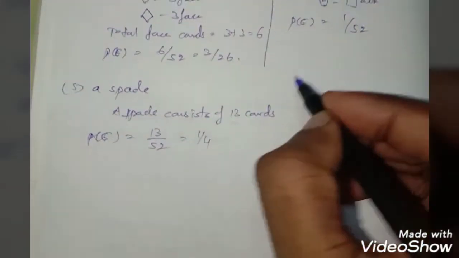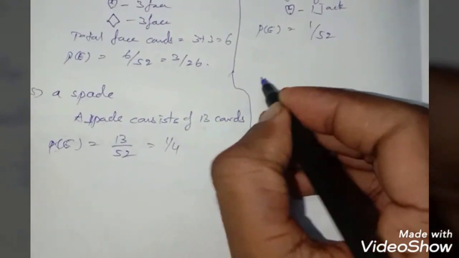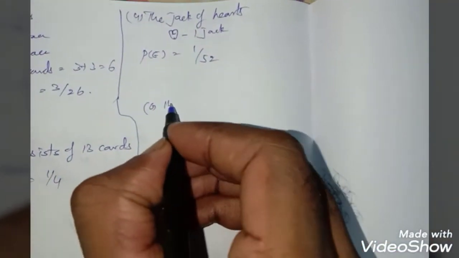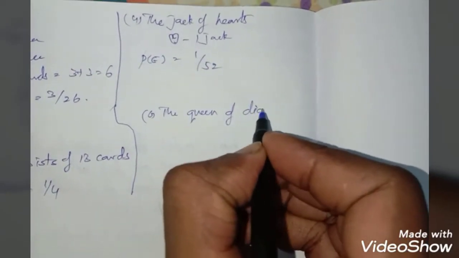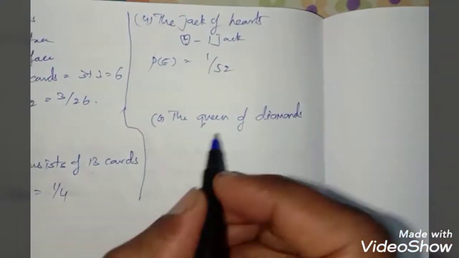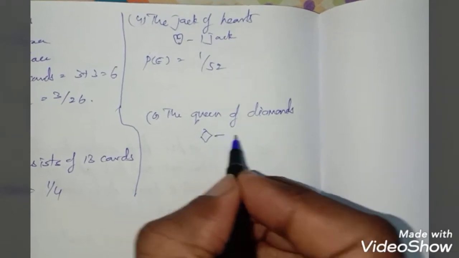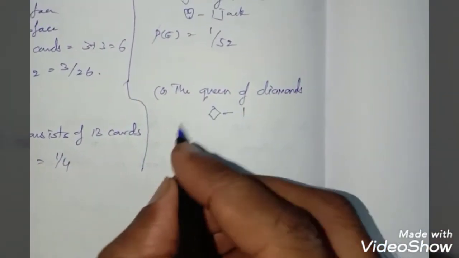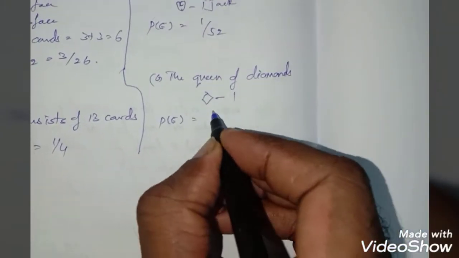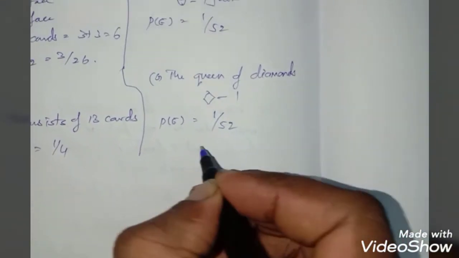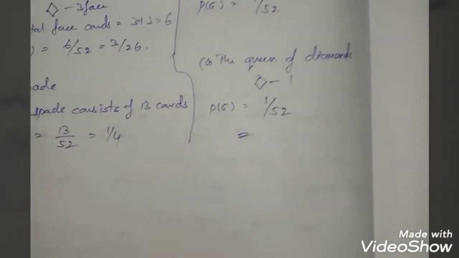Now what is the sixth question they asked? Your sixth question is the queen of diamonds. So in diamonds you have only one queen, right? Now what is the probability here? So the probability of an event is nothing but possible outcome 1 divided by total outcome 52. So like this you are finding your probabilities.